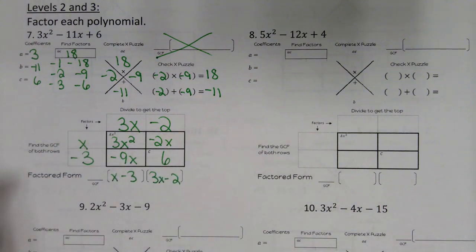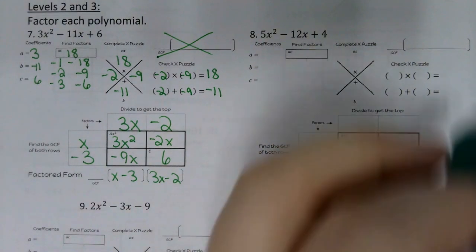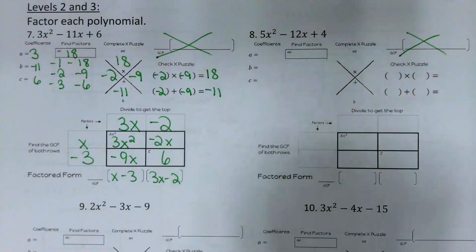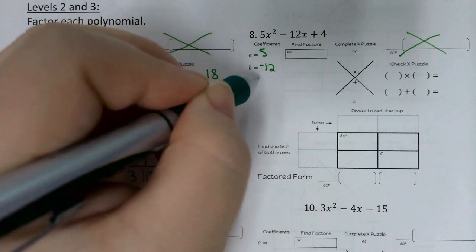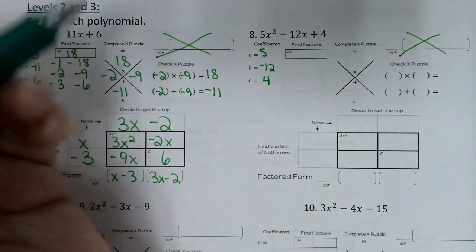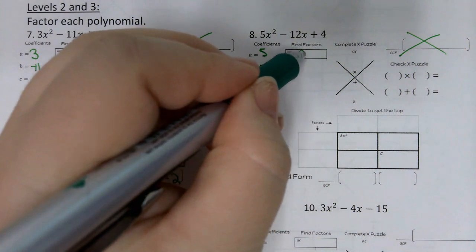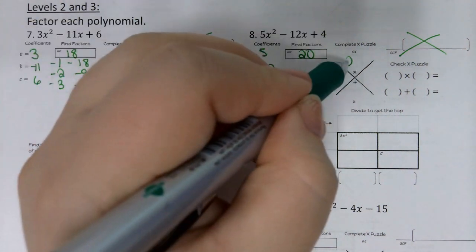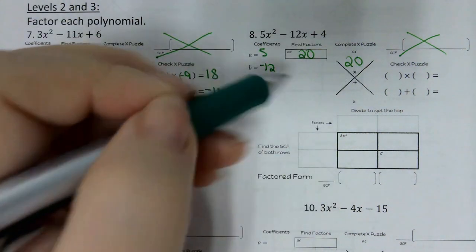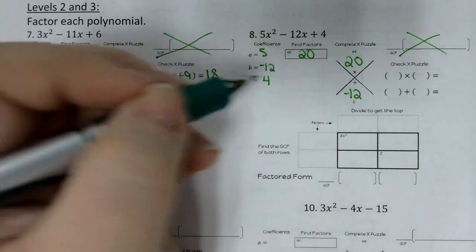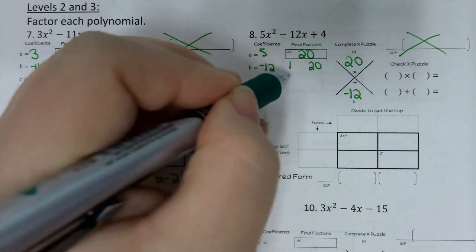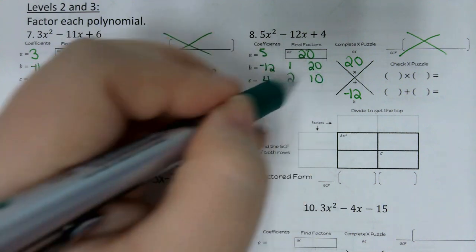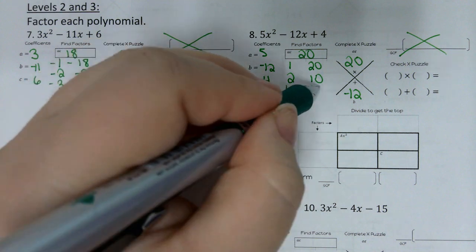For number 5, we first check to see, can I take something out of all 3 pieces? And I cannot, so I don't need the GCF. Labeling A is 5, B is negative 12, and C is 4. A times C gives me 20. So 20 will make up the top of my x, and negative 12 will make up the bottom of my x. Factors of 20, 1 and 20, 2 and 10. 3 doesn't work, but 4 and 5.